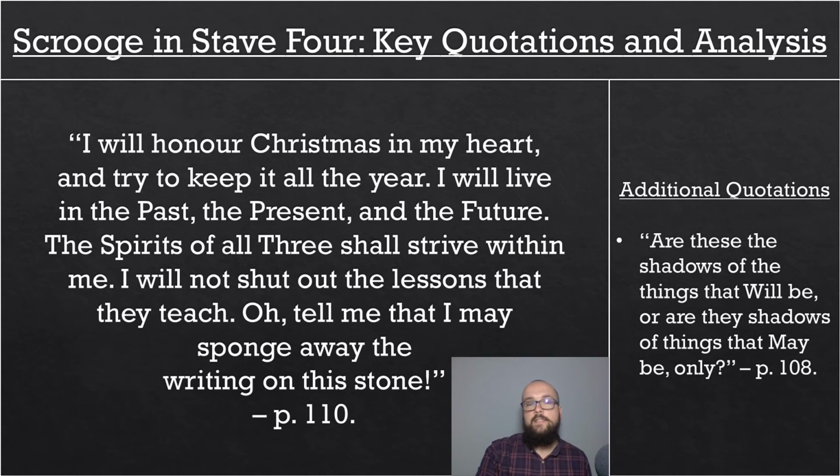By asking the spirit, "Are these the shadows of things that will be, or are they the shadows of things that may be only?" it is clear to us that Scrooge is entertaining the idea that fate is not predetermined and that our actions in life can change the paths we eventually take. If he's asking this, then it suggests that he wants to change because he wants to avoid the future that he has been presented.